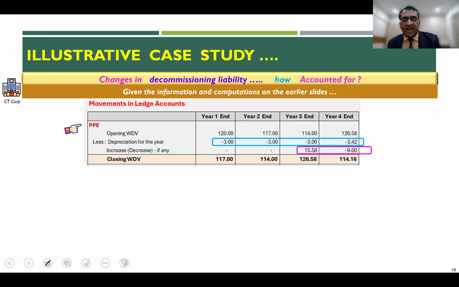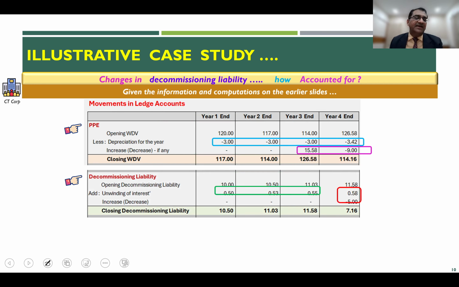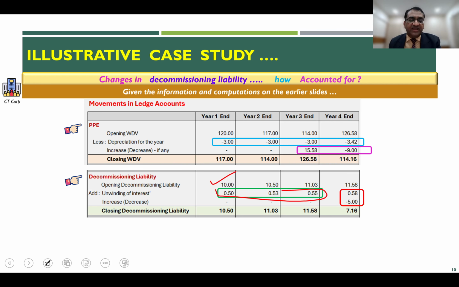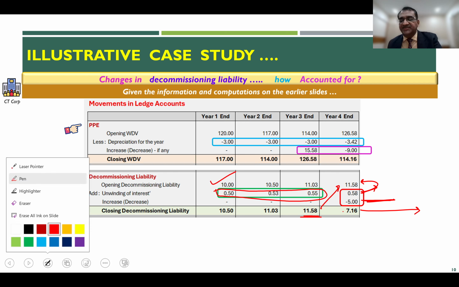Now, let's look at the decommissioning liability. Same, you started with 10 million. You have interest unwinding for the first 3 years. This is your closing balance. This becomes opening. And then again, 5% of this number is your interest unwinding for the 4th year. But then you have 5 million of decrease in the liability. And therefore, your carrying amount of the liability at the end of the 4th year will only be 7.16.